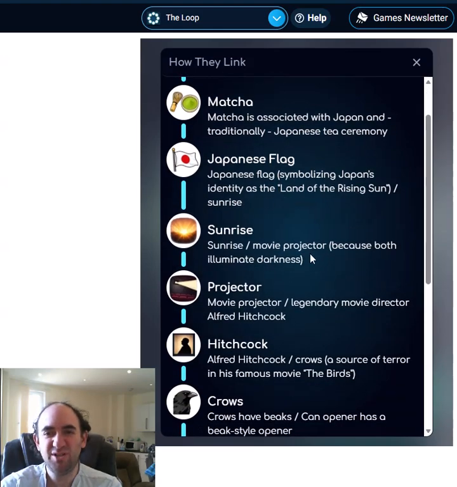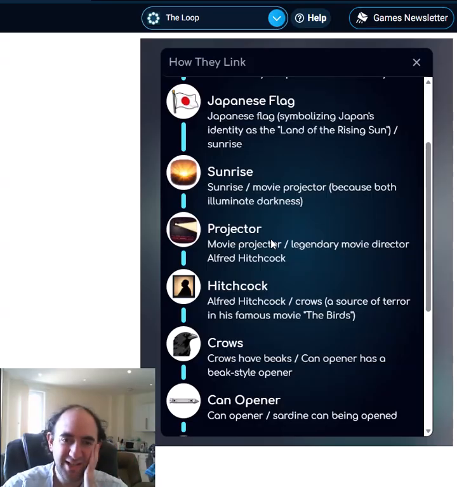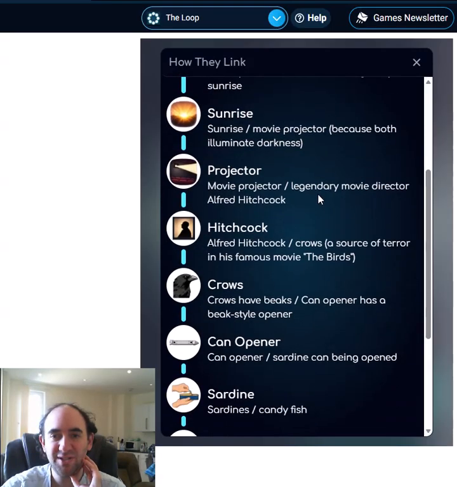Sunrise and movie projector, because they both illuminate darkness. That's a little bit of a stretch, particularly when it comes to the projector, but again, we kind of solved the puzzle eventually, so I'm not going to grumble too much. The projector, it was Hitchcock rather than just a generic silhouette, so yeah, I correctly put those two together and I correctly worked out that it was the birds.